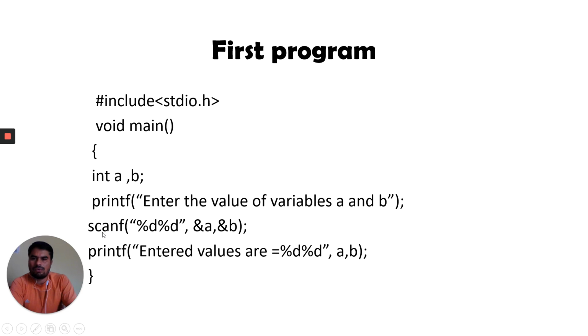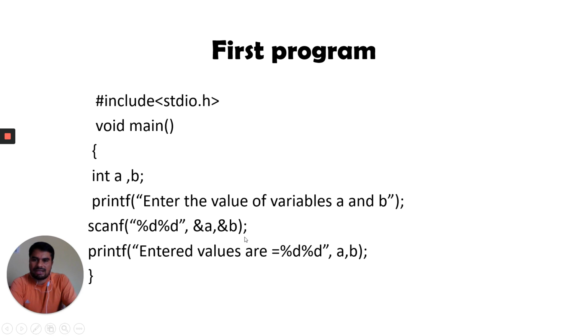Now, how many values do we need to input? Two values. So whenever we need to input some value, the scanf function has to be used. Just imagine that water tank example: from the tap, water falls into the tank. It means input. How many inputs are we going to give? Two values, so %d %d. Which type of value? Integer type. So %d within double quotes, comma, address of a, comma, address of b, because we have declared the variables as a, b. You know why we need to append the address operator to a and b. Close the bracket and semicolon.